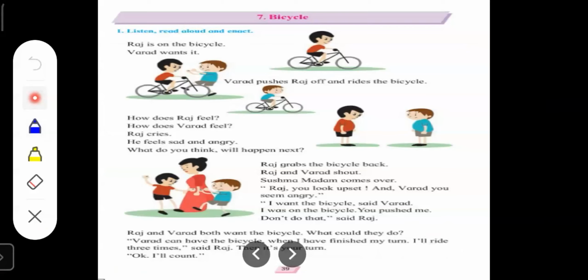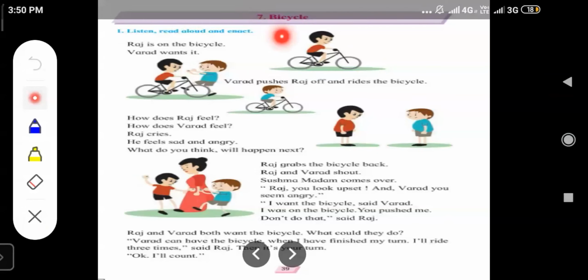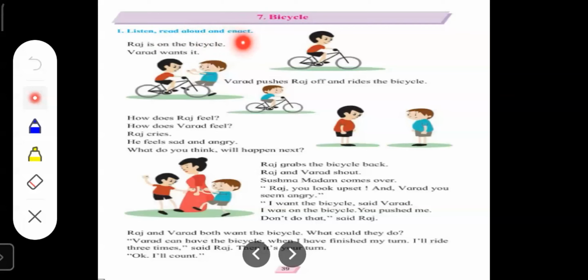I will read the lesson. All of you, please pay attention. Name of the lesson, bicycle. Raj is on the bicycle. Bharat wants it. So what do you understand from these two lines? Raj is on the bicycle. That means the name of this boy is Raj. The boy with the red t-shirt, his name is Raj. What is he doing, children? He is riding a bicycle.